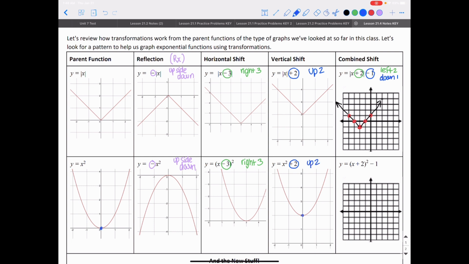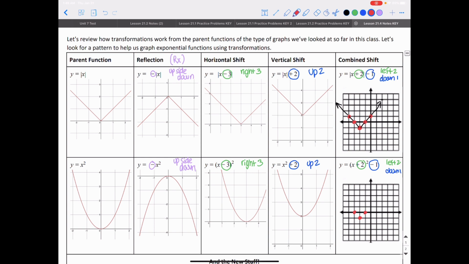So I started at 0, 0. Now I'm at 0, 2. And then for the combined shift, if I add 2 inside and I subtract 1 outside, that's left 2, down 1. And my new vertex is going to be at -2, -1. And then I know that I will have a point 1 to the right and 1 up, and 1 to the left and 1 up, just like my parent function, because the slope didn't change. And then I'm going to combine these in a curved fashion because this is a parabola.